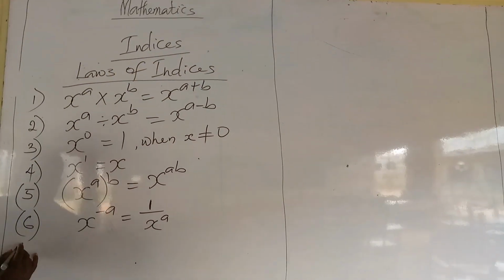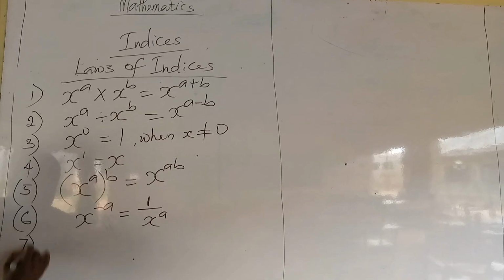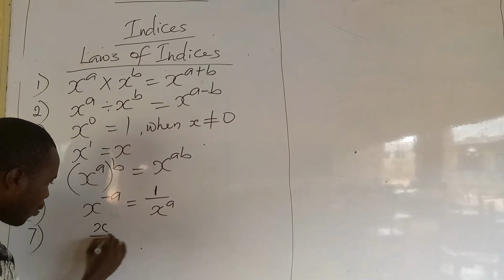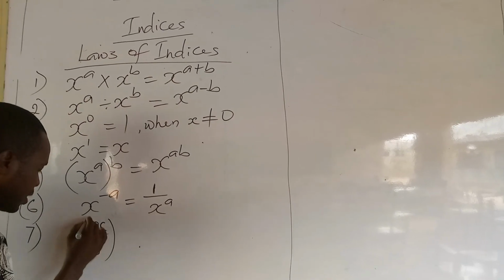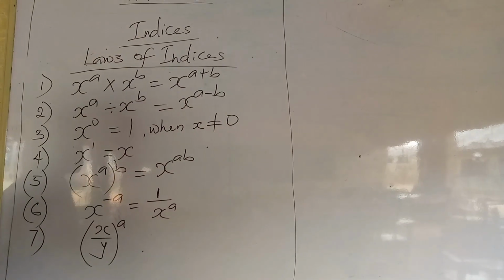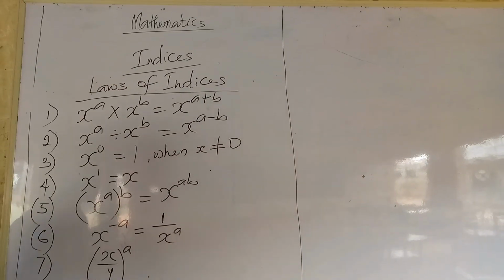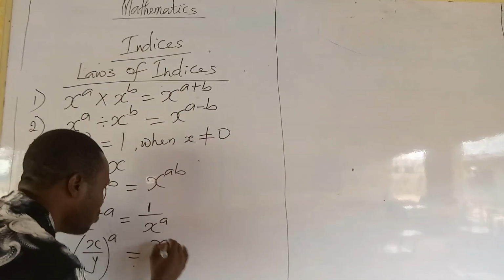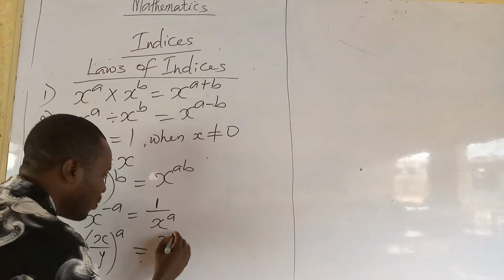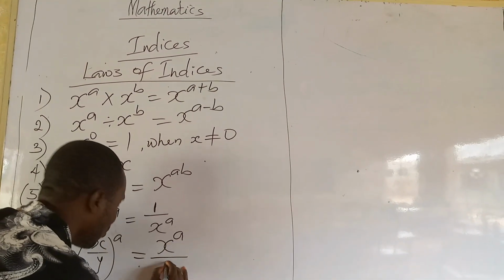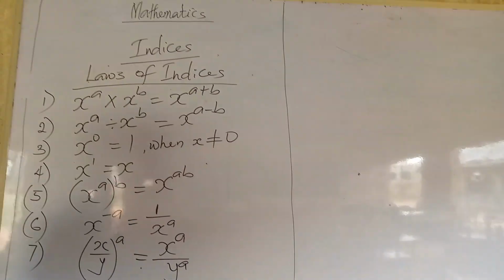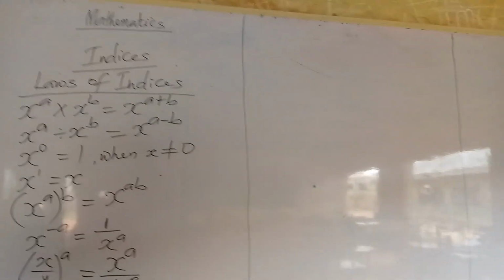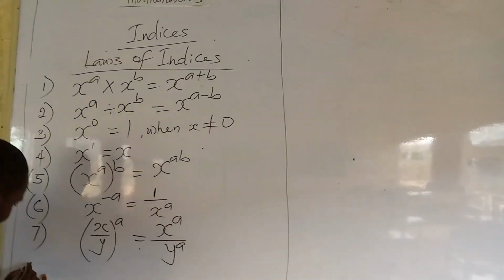And let's move to the next one, 7. Law 7. If I have x over y raised to power a, all raised to power, because I put the 2 in bracket now, what is going to happen here is that they will both share the power: x raised to power a over y raised to power a. These laws are like templates that we use generally in mathematics.